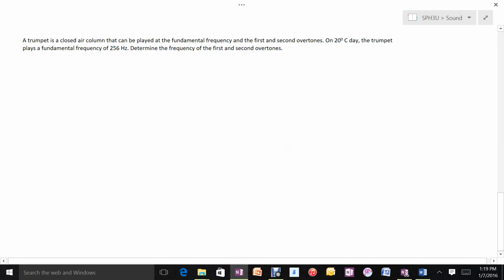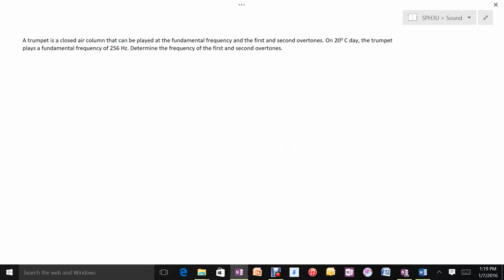All right, one more standing wave example. A trumpet is a closed air column that can be played at a fundamental frequency, a first, and second overtone. On a 20 degrees day, the trumpet plays a fundamental frequency of 256 hertz. Determine the first and second overtones.